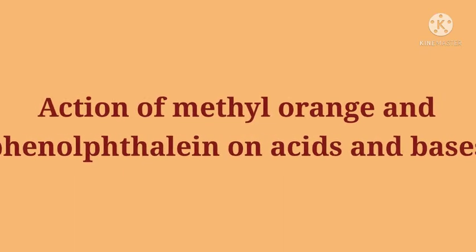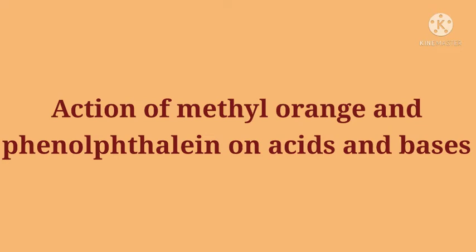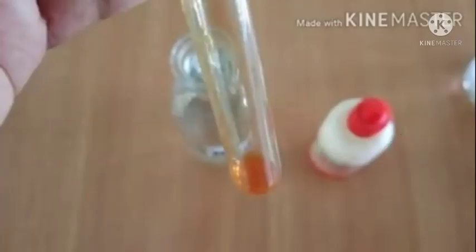Now we can study the action of synthetic indicators, that is methyl orange and phenolphthalein, on acids and bases. First, we can study methyl orange. It is an acid-base indicator used to identify which is an acid and which is a base, and it is orange in color.